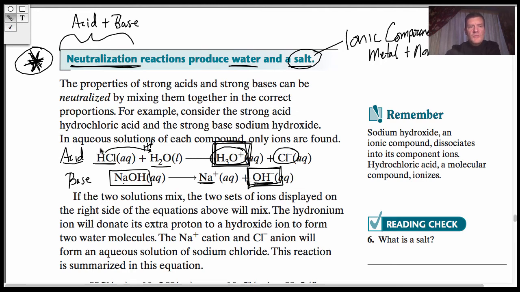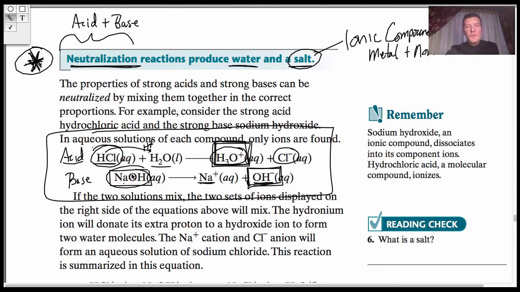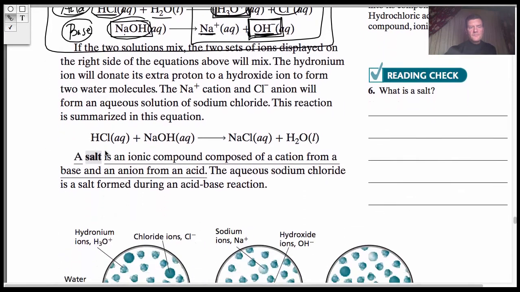Now, what if we were to mix these two together? What if we were to take this acid and this base solution and put them together? If we put those together, then we're going to have all of these products in the same solution. So let's look at what happens when we take the acid and the base and we mix them together. We have an acid-base reaction.